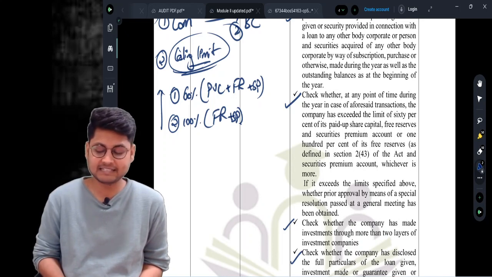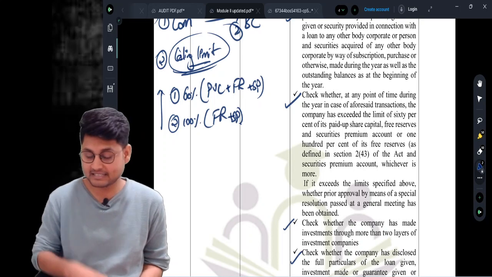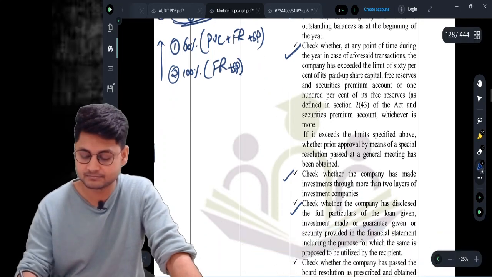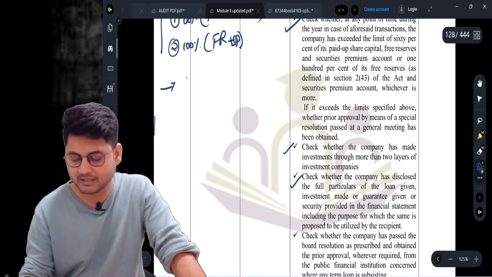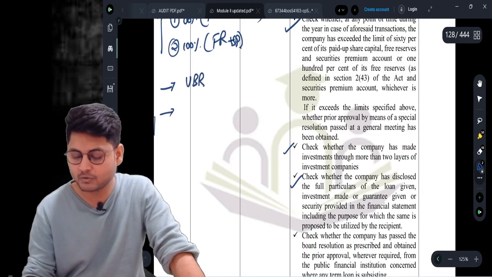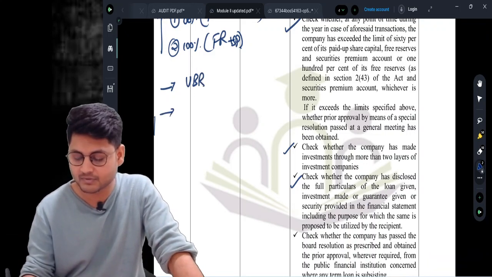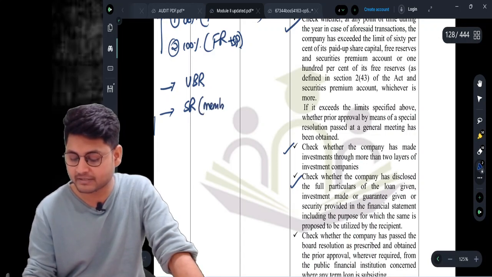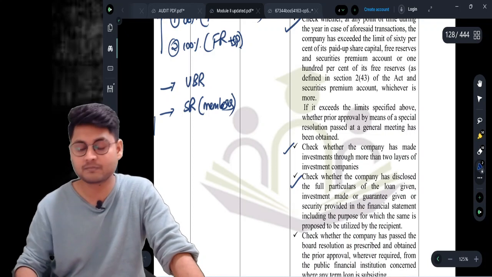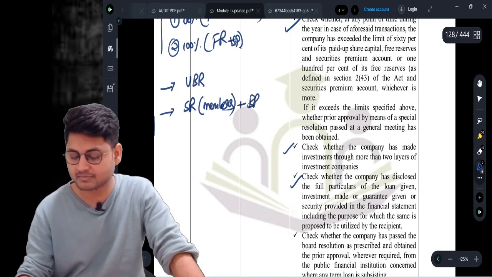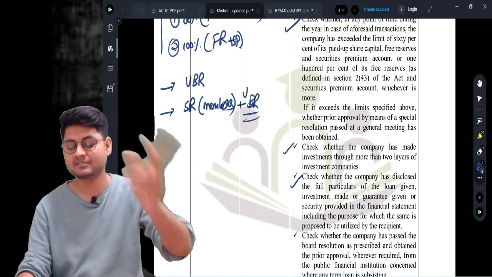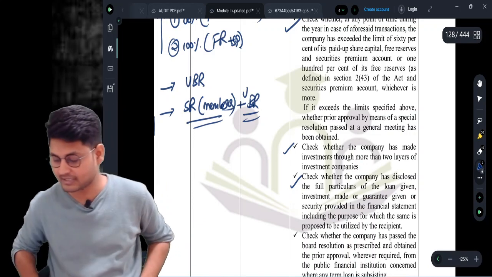If the loan amount is exceeding the ceiling limits, normally unanimous board resolution is sufficient, but then special resolution of members is also required, along with the unanimous board's resolution. Unanimous resolution is anyway required. If the ceiling limit is crossed, then special resolution of members is also required. I guess you are all getting the point.